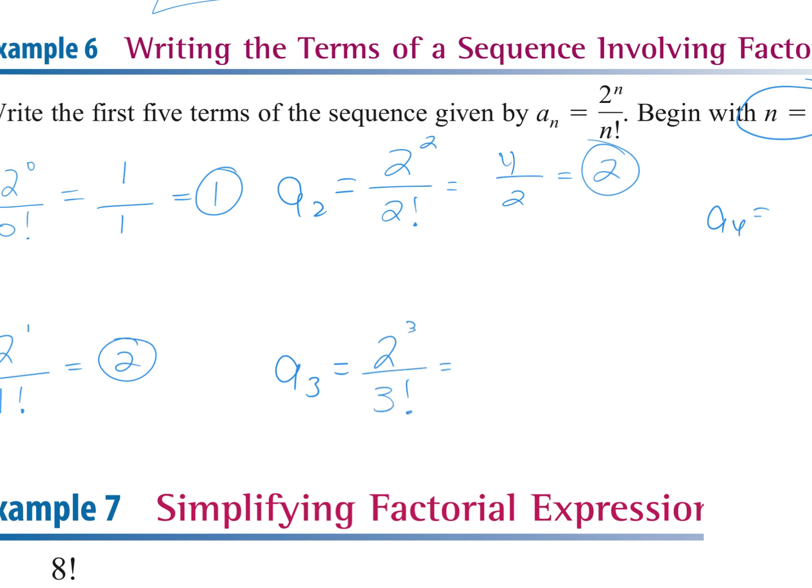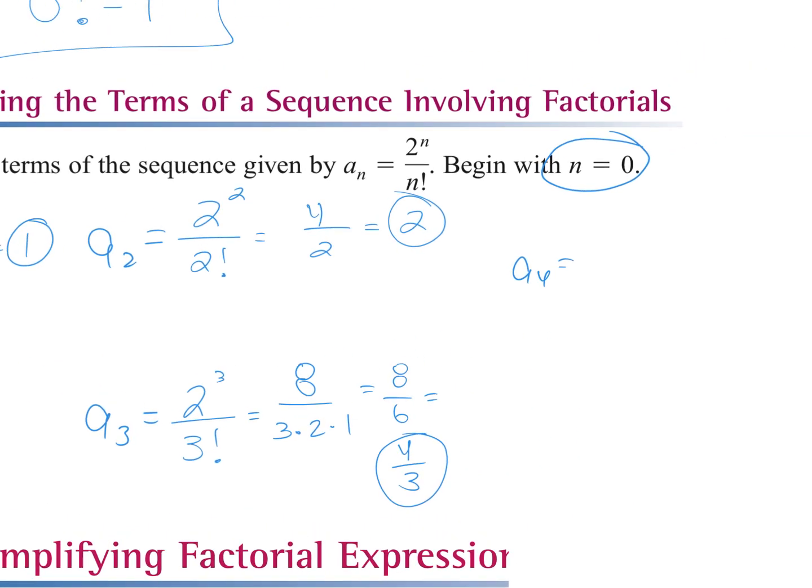Okay, now we're getting a little, not harder. You guys can all handle this. But 2 to the third power on top, this means 8. And then this is 3 times 2 times 1. Do I have to write the 1? No. If you just stop at 2, that's fine, because the 1 doesn't really mean anything. But what this simplifies to is 8 over 6, which is what? 4 over 3. Okay, so now we're going to find the fourth term.